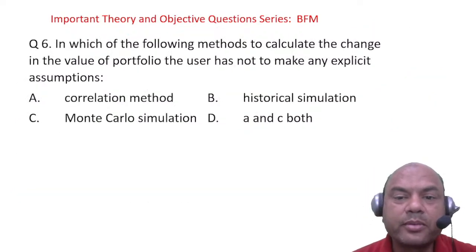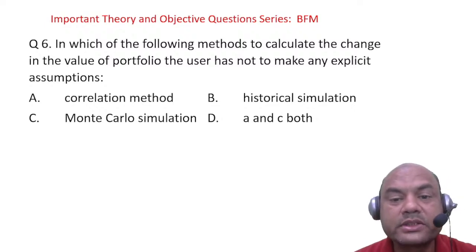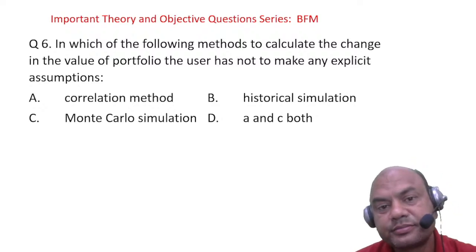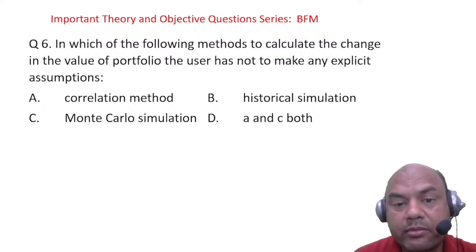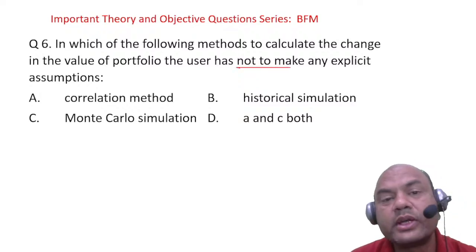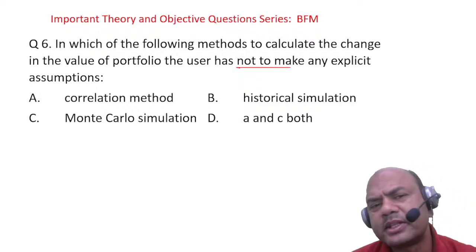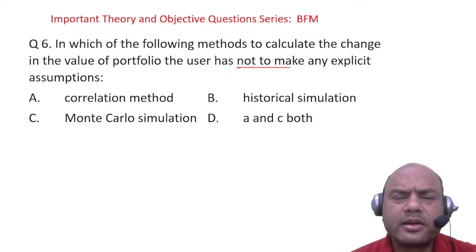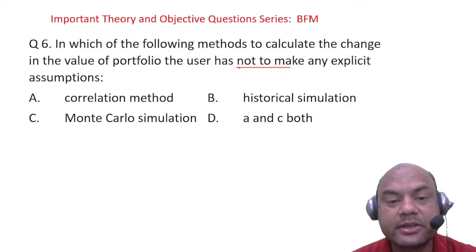In which of the following methods to calculate the change in the value of the portfolio, the user has not to make any explicit assumptions? Remember, not to make any assumptions. No assumption is required means what? It means that whatever are the facts, use the same. Think over it now.